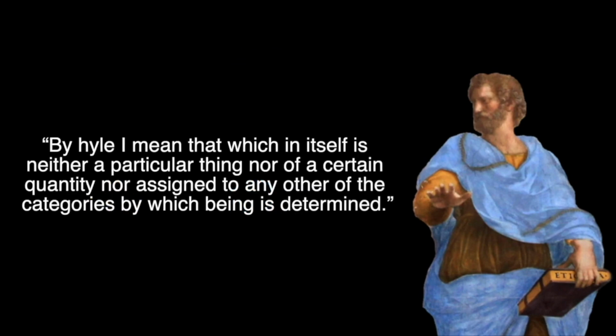Aristotle stated, by Heil I mean that in which itself is neither a particular thing, nor of a certain quantity, nor assigned to any other of the categories by which is being determined. Heil can be thought of as a type of quantum field, which is a plenum throughout space, and when it interacts with something, a form, or a geometry, a shape, a symmetry, then, and only then, does it become something, namely that which it is determined to be by the geometry of the stuff it is attached to.